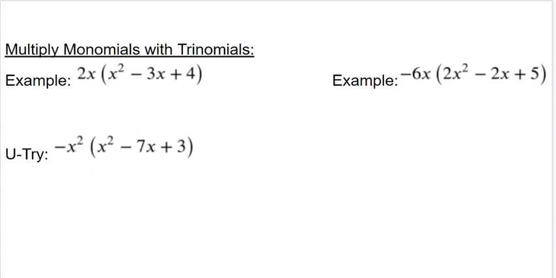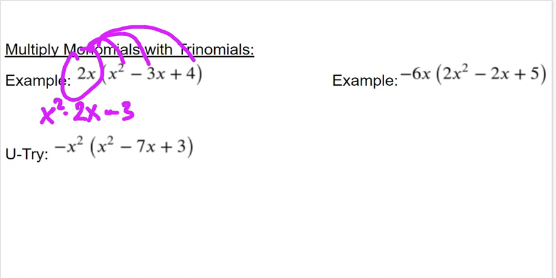The last part we are going to cover today is multiplying monomial with a trinomial. It will work the same way as we multiplied monomial with binomials. This time we are going to take the monomial that's outside and we are going to distribute the monomial to every single term that's inside of the parentheses. It will become x squared times 2x minus 3x times 2x plus 4 times 2x.